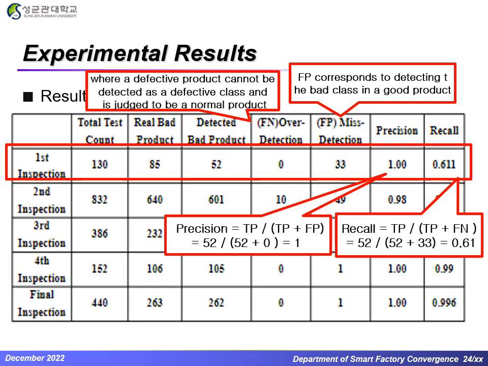Now, according to the calculation formula, precision equals TP divided by TP plus FP. So, precision equals 52 divided by 52 plus 0, which equals 1. For recall, which equals TP divided by TP plus FN, recall equals 52 divided by 52 plus 33, which equals 0.61. Viewing the table in this way will help you understand.